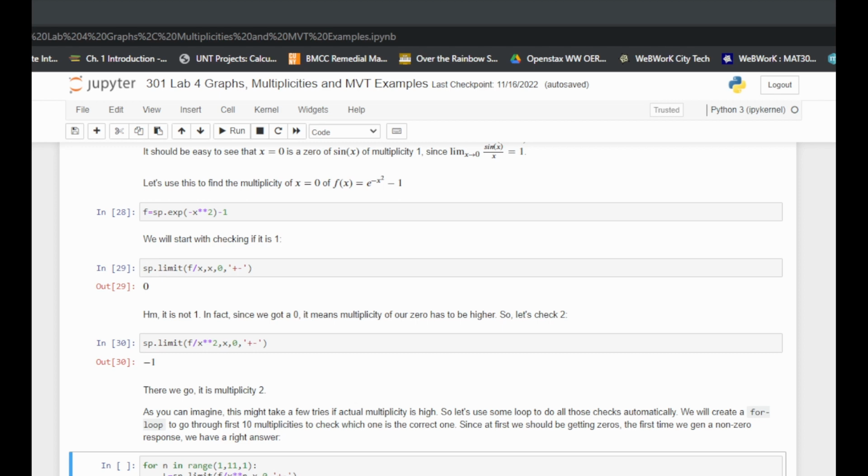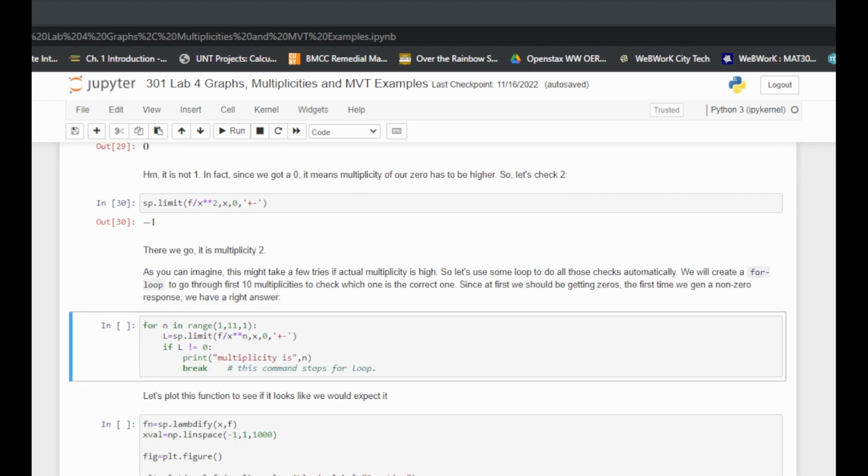To speed up this process, we can create a for loop that will check all the multiplicities starting with 1, going up until it finds the first non-zero limit. Here's an example. So for n in range from 1 to 11, we will check multiplicity starting with 1 going up to 10, including 10. We find a limit of f over x to the power n as x approaches 0. So we are checking whether 0 has specific multiplicity here.